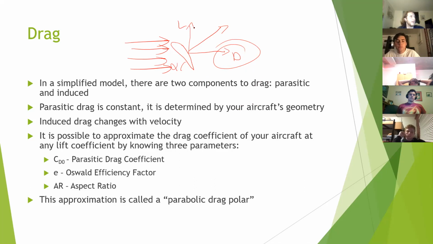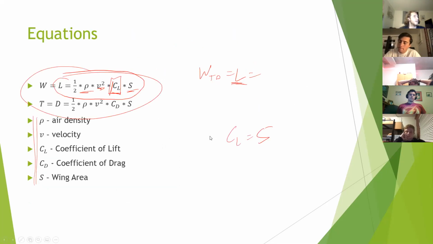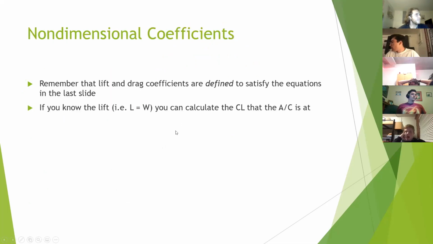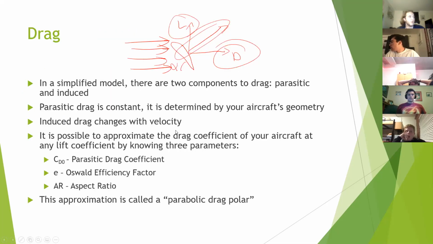And as you can probably tell, that induced drag is dependent on the lift. And that's why it's so great that we can calculate the CL from our flight conditions, our weight and our density and our velocity and our wing area. Because then we can also calculate our drag. And the way we do that is with a parabolic drag polar.